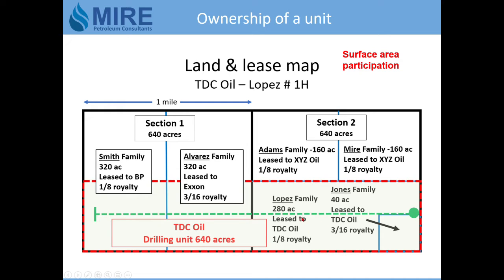So the Lopez family leased out this acreage at 1/8 royalty to TDC Oil. But the Jones family owns this small section of 40 acres here, and they've also leased it to TDC Oil, but they got a better royalty rate. They got 3/16. So that's just an example of a proposed well.